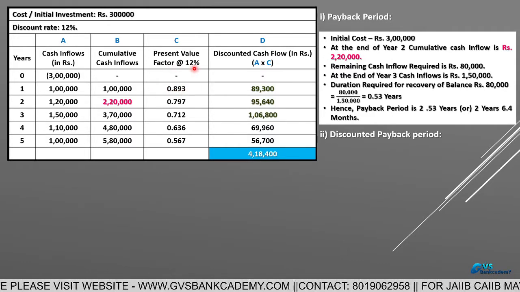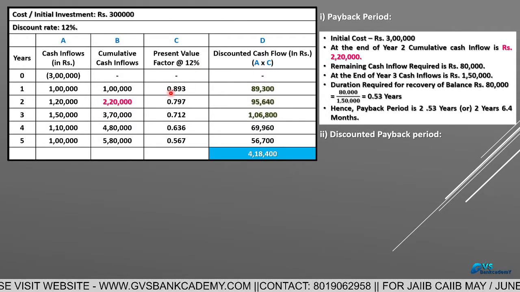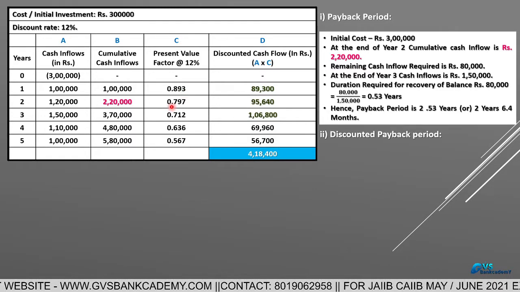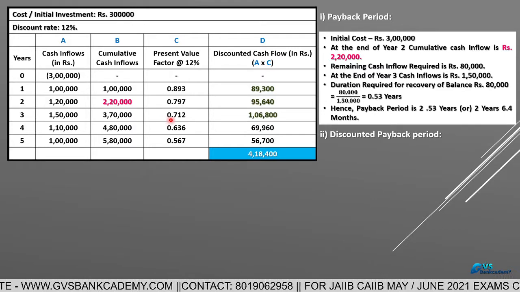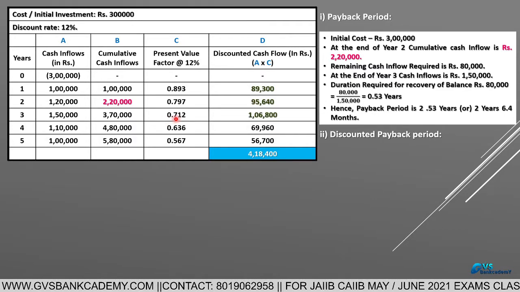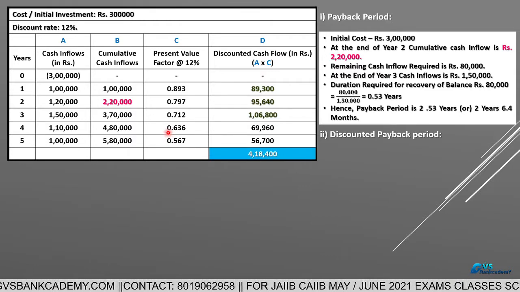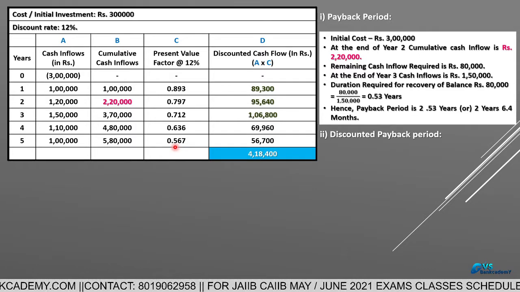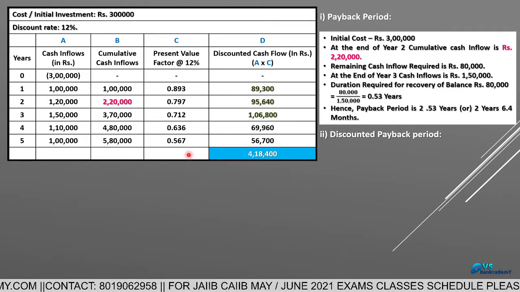1 by 1.12, press equal, and you will get the discounting factor 0.892. Again press equal, you will get 0.797. Again press equal in the calculator, you will get 0.712. Again press equal, you will get 0.636. Again press equal, you will get 0.567.